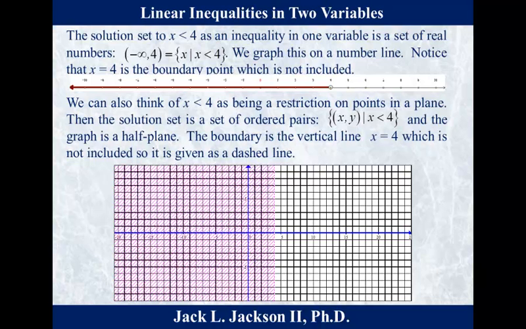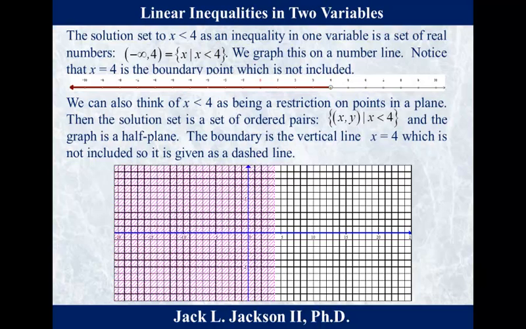Now, if you think of this as an inequality in one variable, then the solution set is a set of real numbers that can be graphed on a number line. It's the interval from negative infinity to 4. Or in other words, a set of all x's such that x is less than 4. And so you can see that on the number line going forever left up to, but not including, 4.